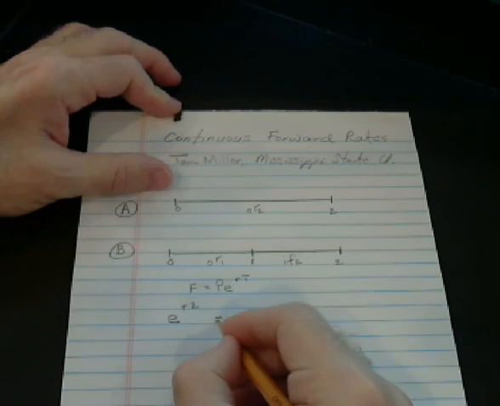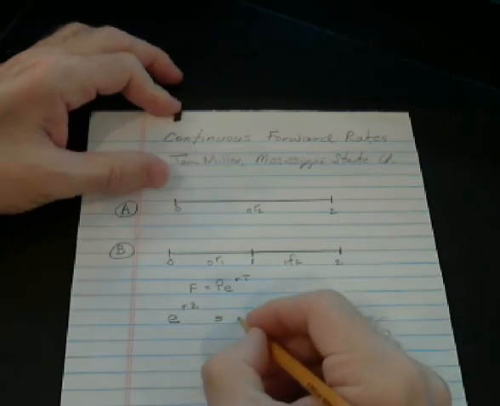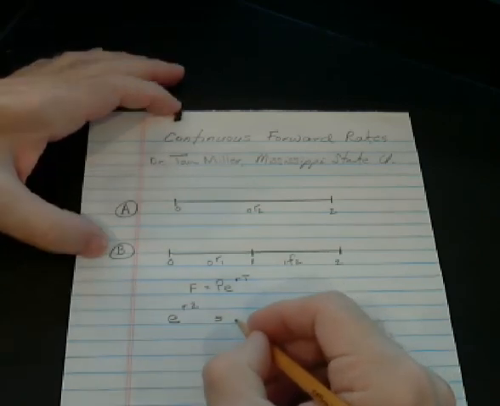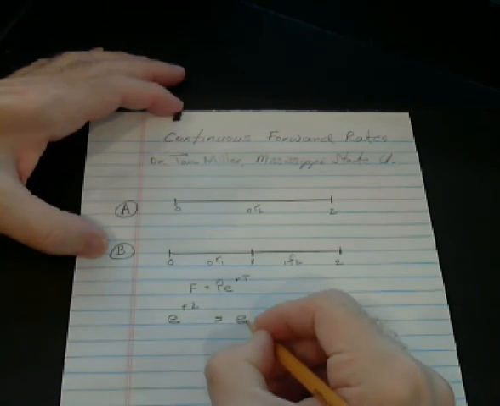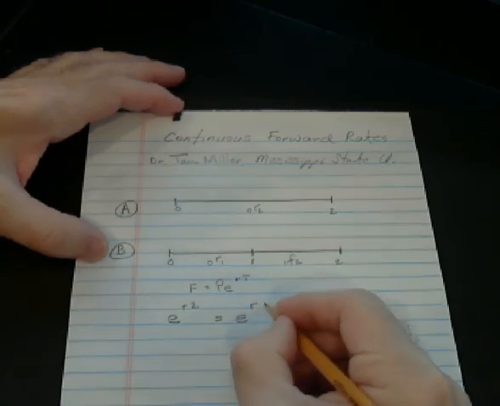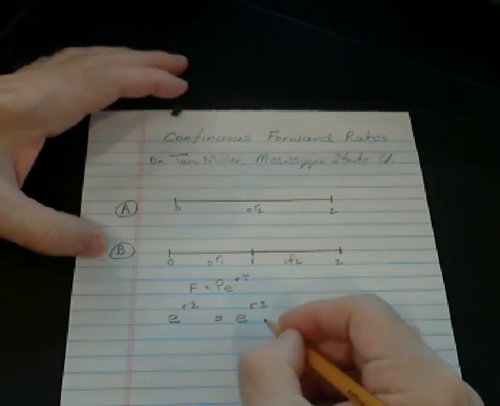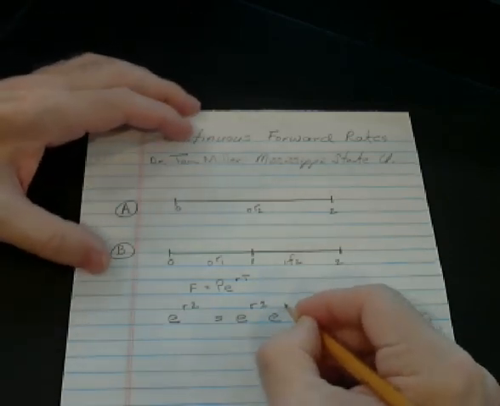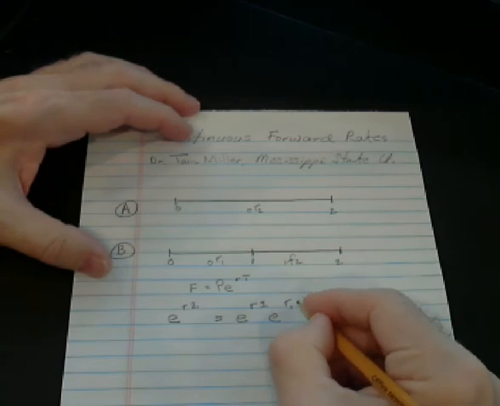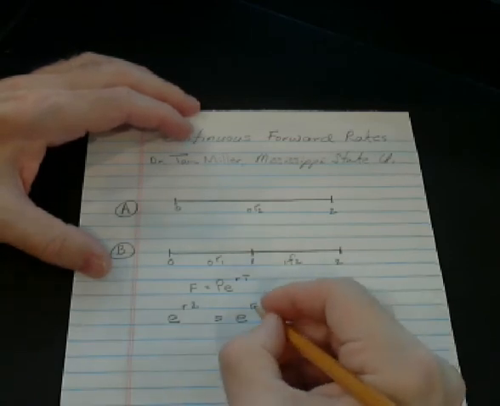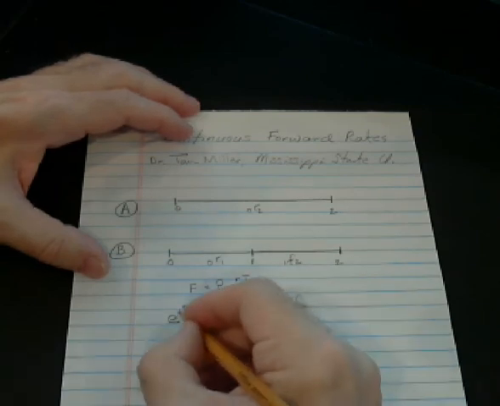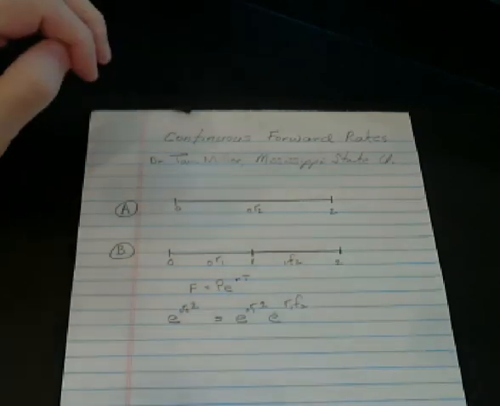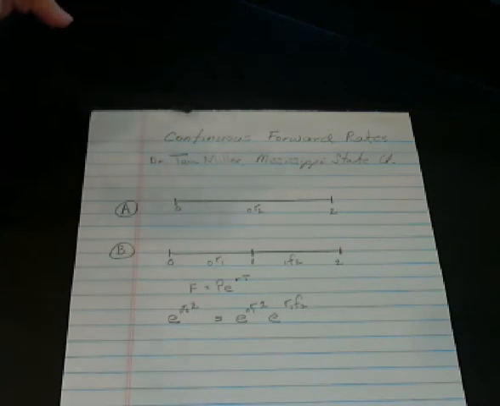Well, we know that this has to equal the amount we get by investing in way B, which will be e to the R for 1 year, reinvested, e to the R, to this forward rate here. Let me put the appropriate subscripts in here, okay? So now how the heck do we solve this?